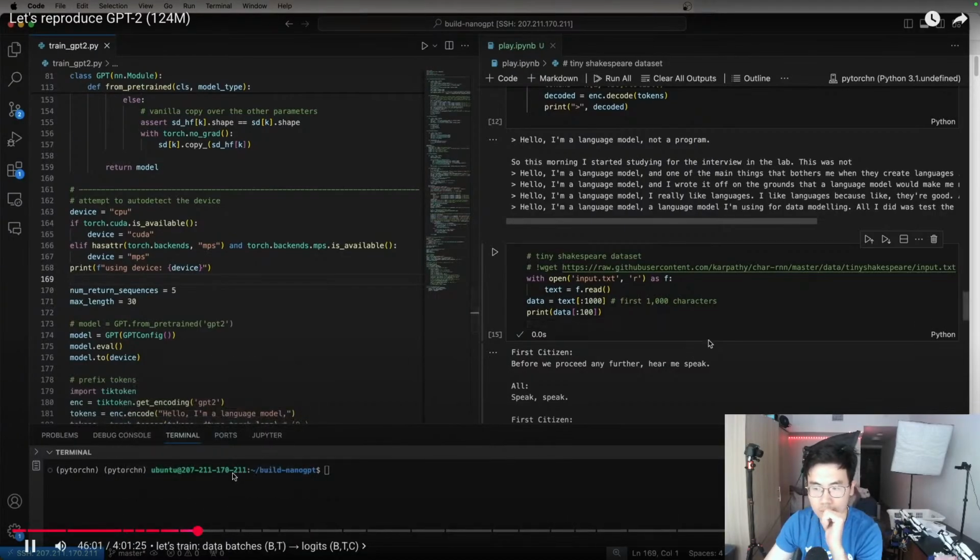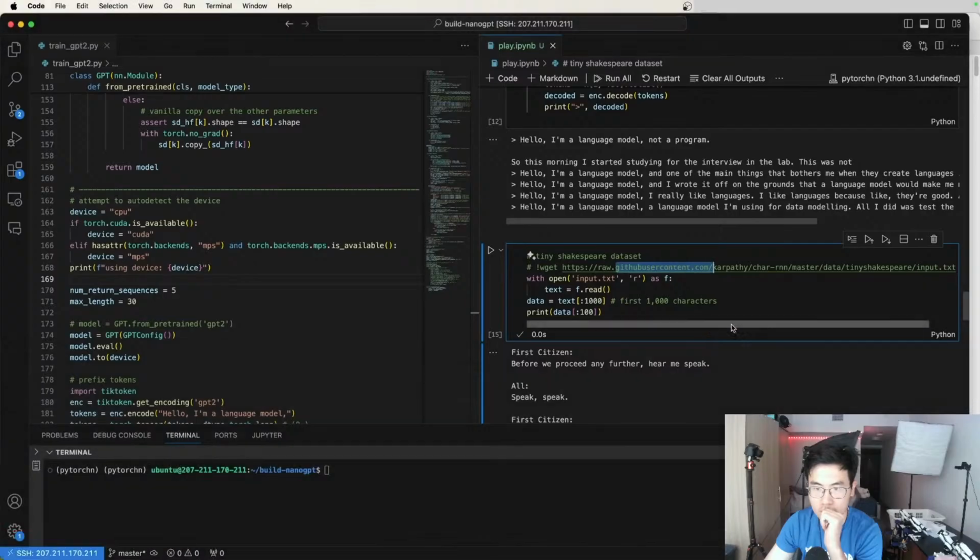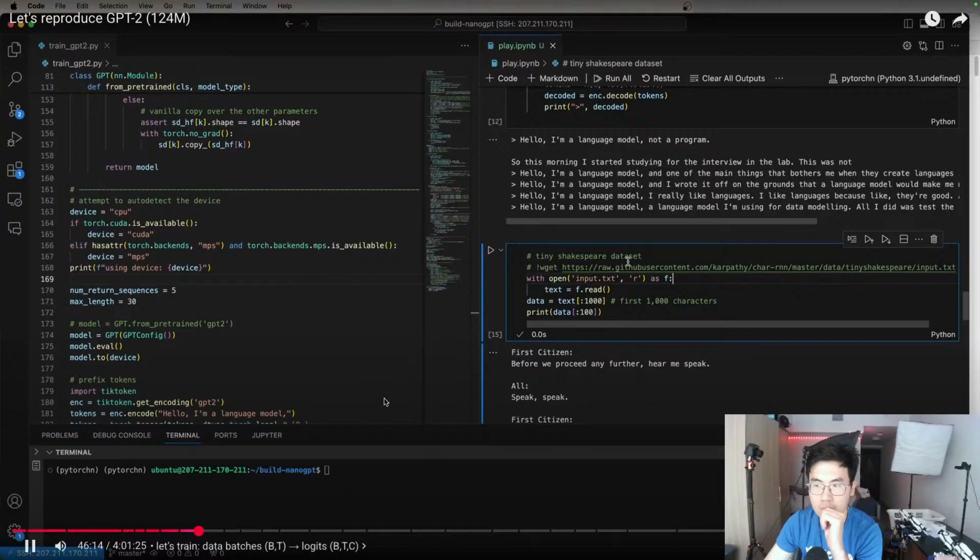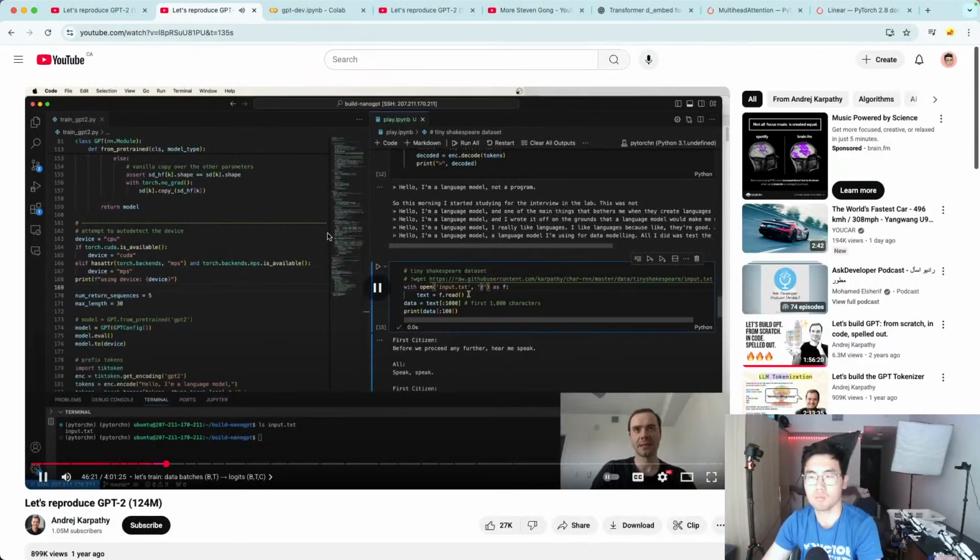To train the model, we're going to need some dataset. And for me, the best debugging, simplest dataset that I like to use is the Tiny Shakespeare dataset. It's available at this URL, so you can get it, or you can just search for the Tiny Shakespeare dataset. I have it in my file system as input.txt. So I already downloaded it.